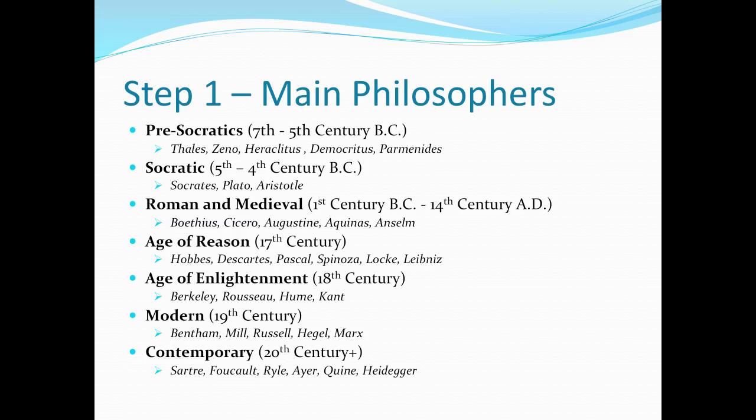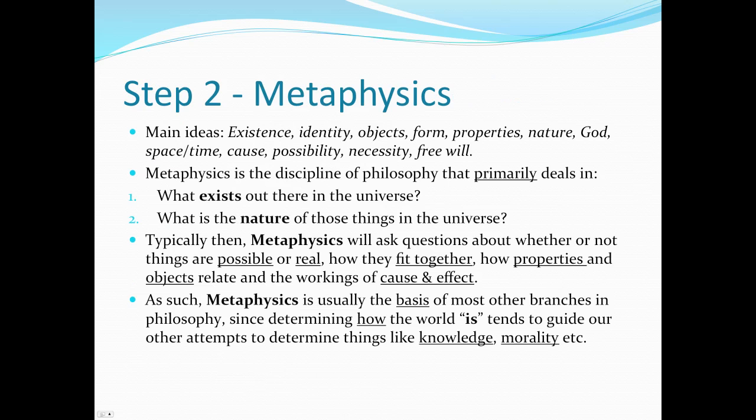After that, we have the Age of Enlightenment in the 18th century, with philosophers like Berkeley, Rousseau, Hume, and Kant. Next, we have the modern philosophy period in the 19th century, looking at philosophers like Bentham, Mill, Russell, Hegel, and Marx. Finally, we have the contemporary or 20th century onwards philosophy, which includes philosophers like Sartre, Foucault, Ryle, Ayer, Quine, Heidegger, and many others.